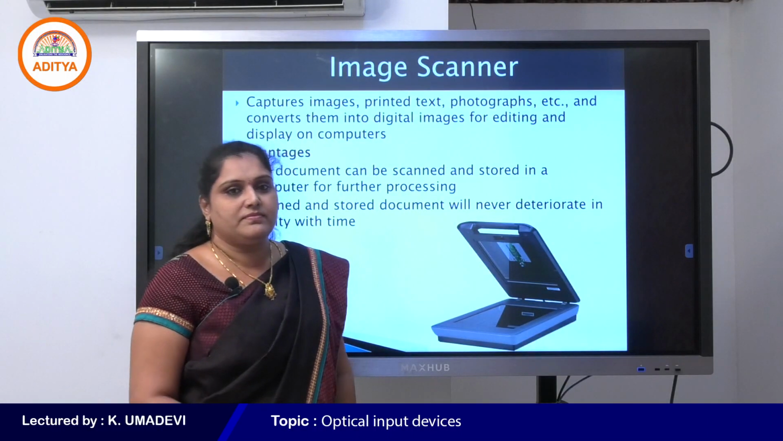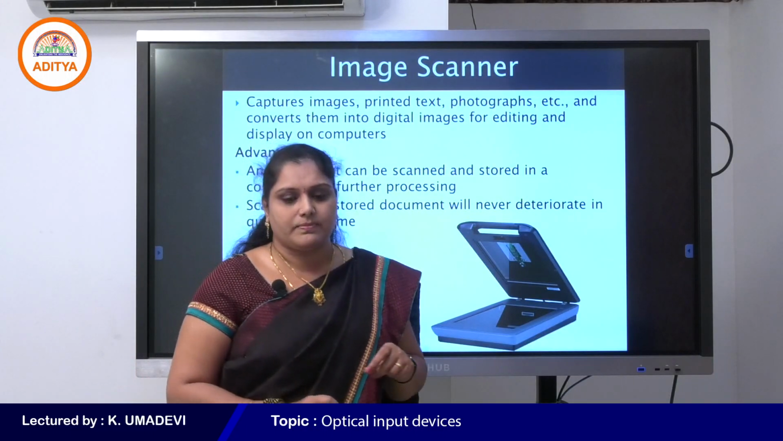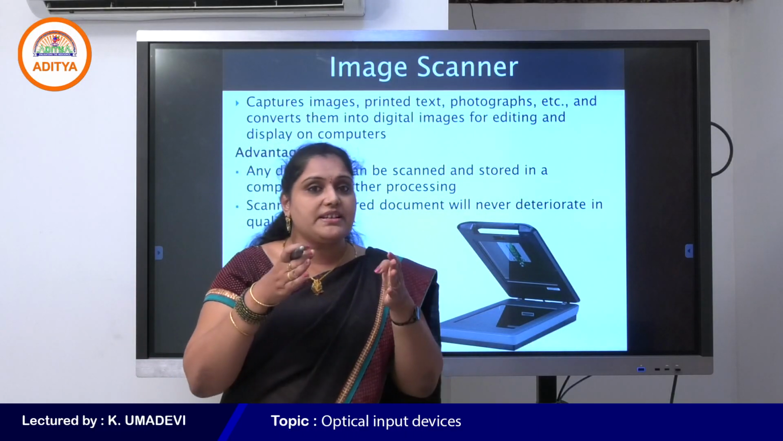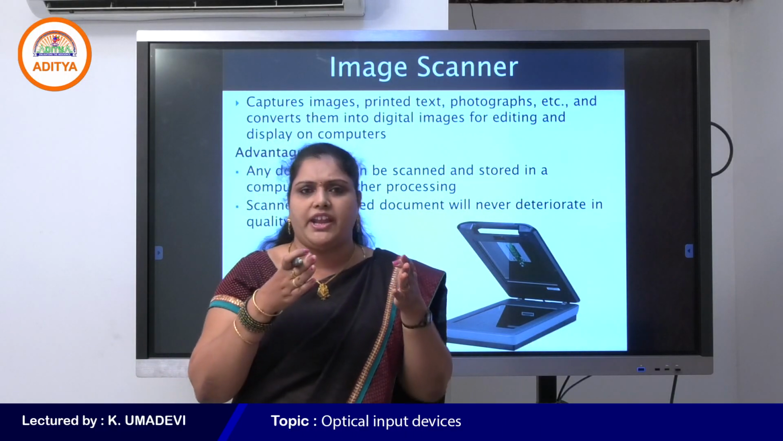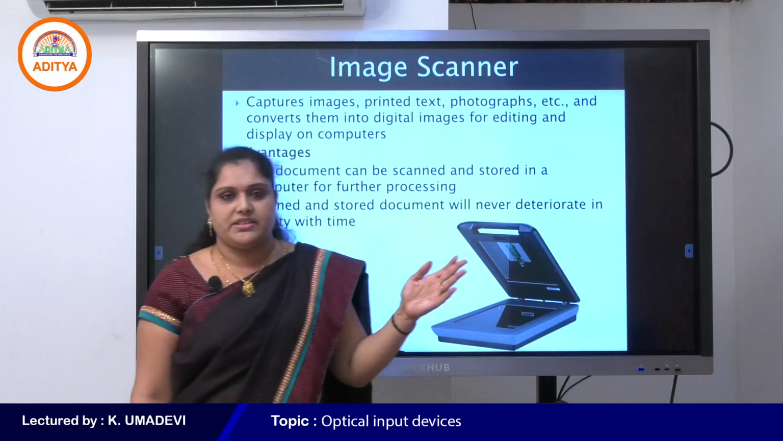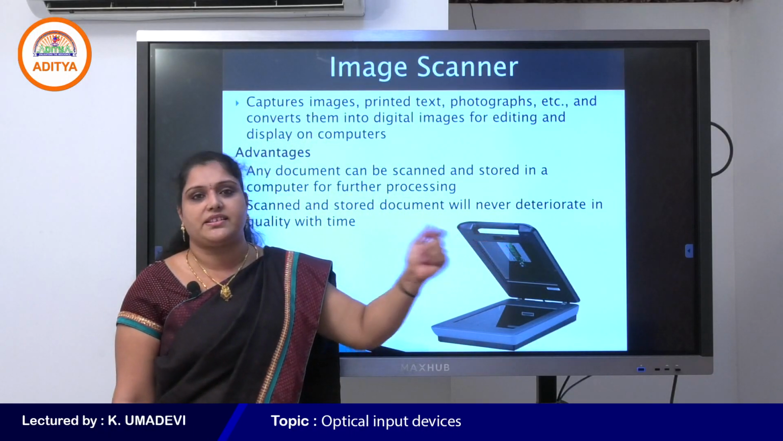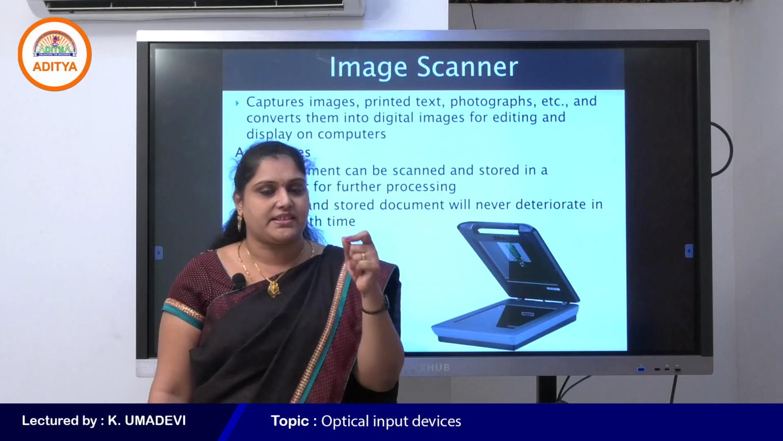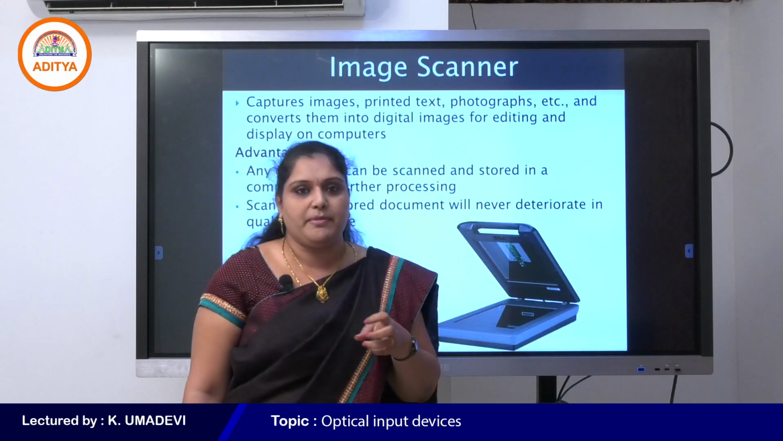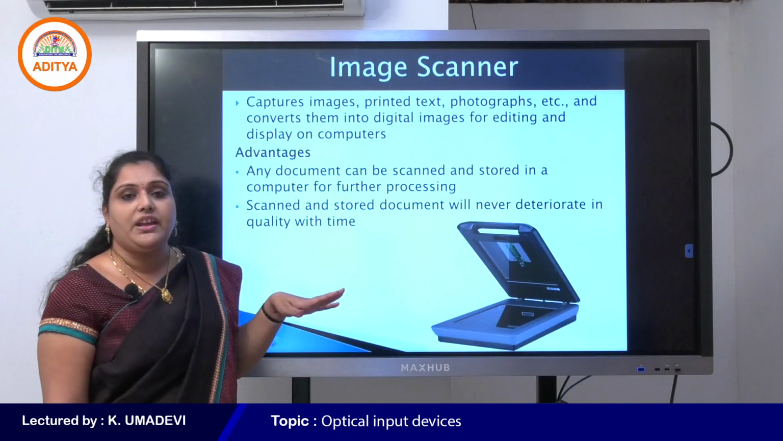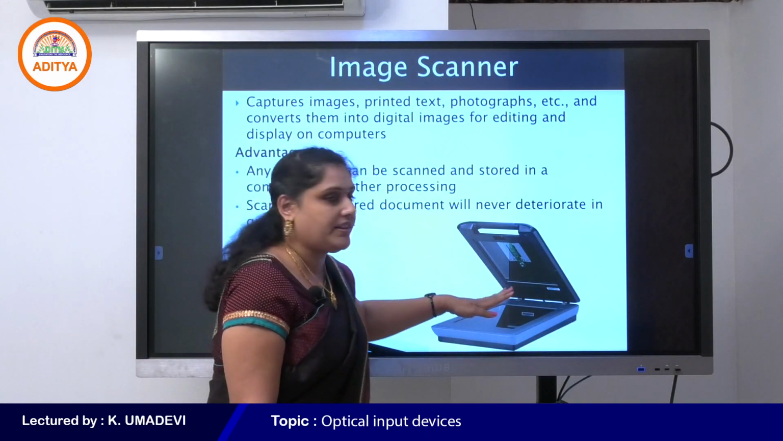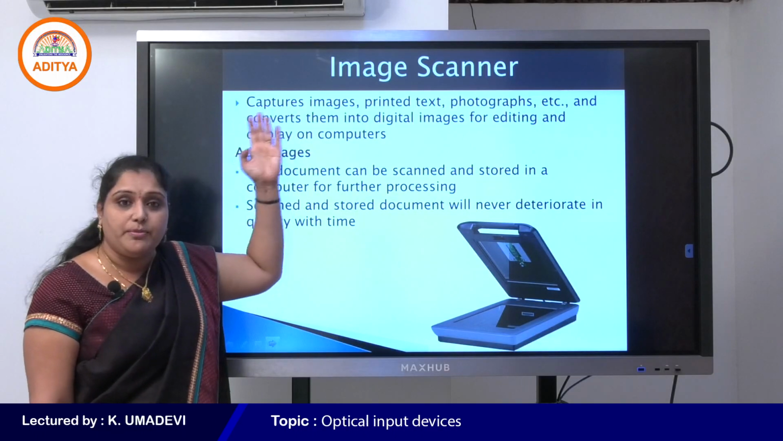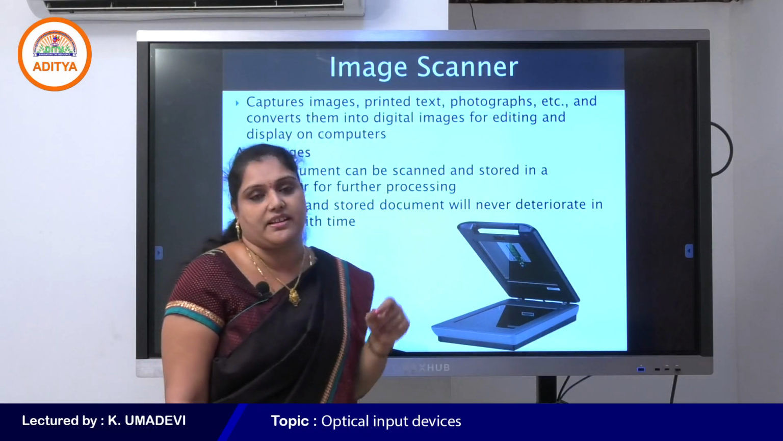Scanner. What is the use of a scanner, students? By using a scanner, we can scan any type of objects like images, printed text, photographs, etc. A scanner is an optical device because it takes the input as light. Any object can be placed on this device. So a scanner is an optical device. It captures images, text, photographs, etc.